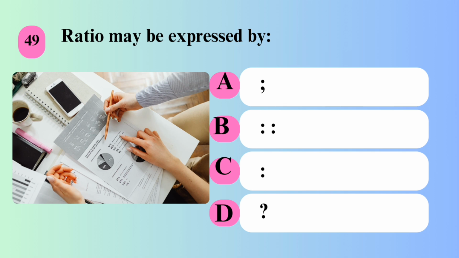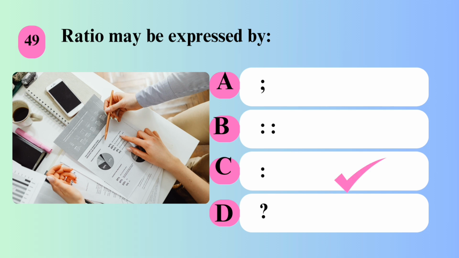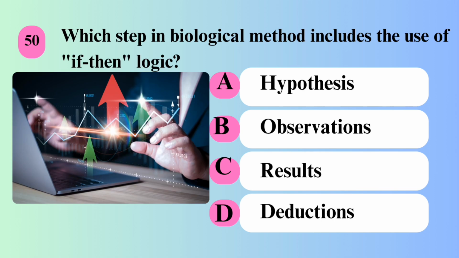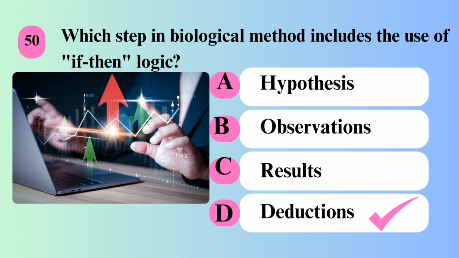Ratio may be expressed by option C. Which step in biological method includes the use of if-then logic? Deduction.